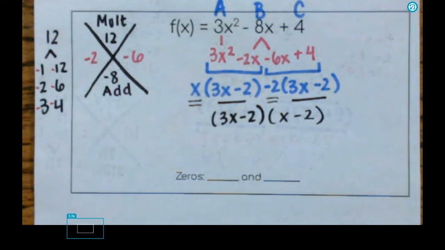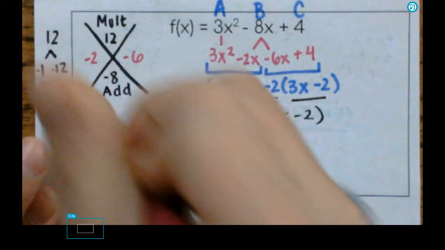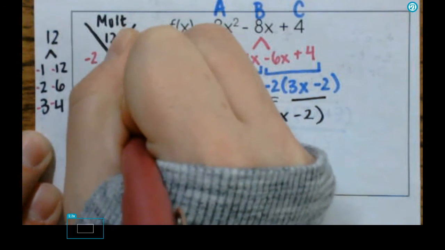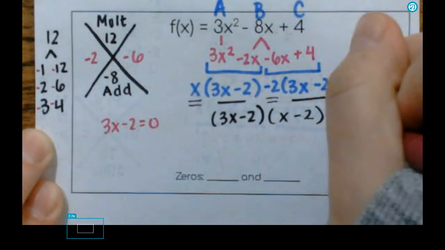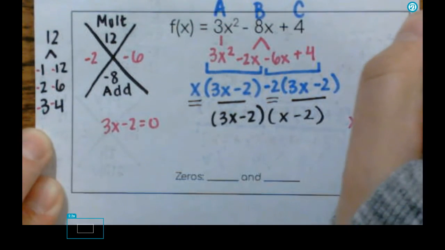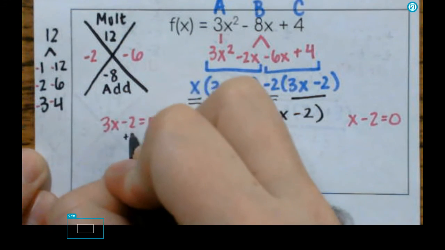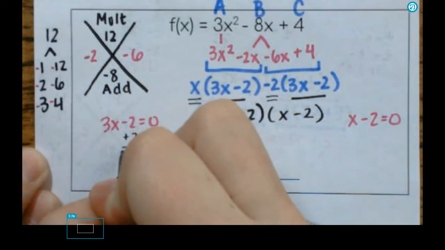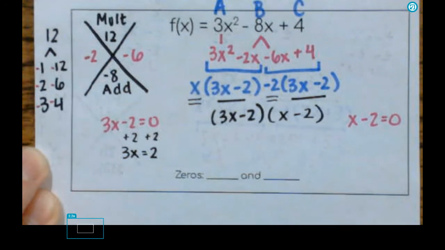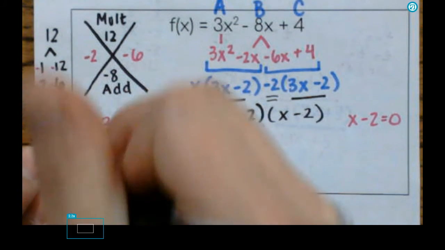Okay. We can set each of those factors equal to 0. So we're going to have 3x minus 2 equals 0. We'll have x minus 2 equals 0. And we solve each of them. 3x minus 2 equals 0. We can add 2 to both sides. And we'll get 3x equals 2. And then we'll divide both sides by 3.